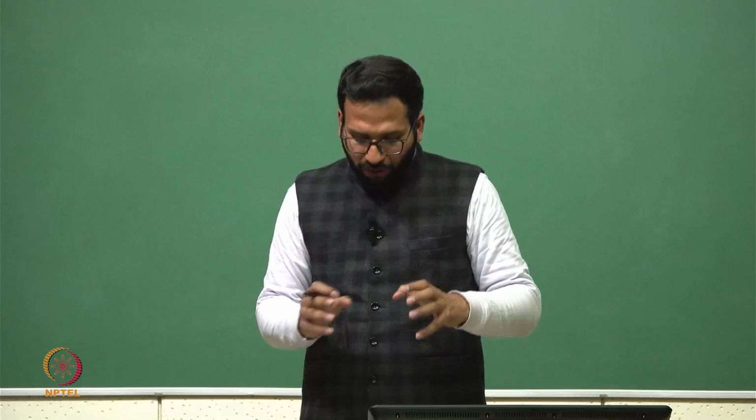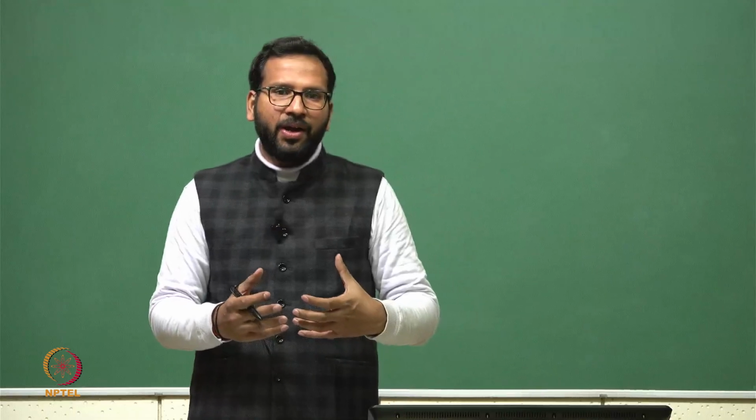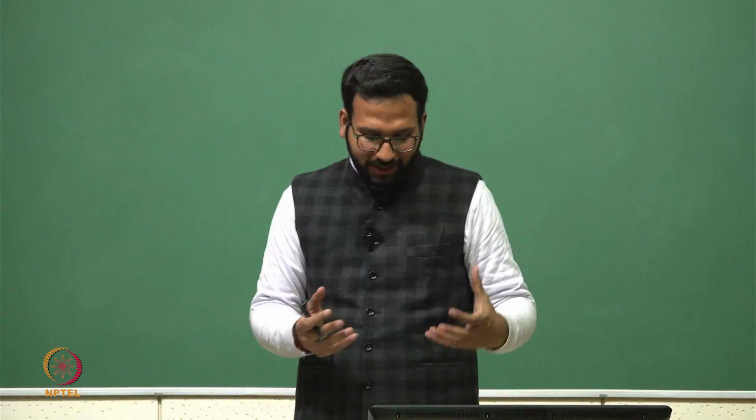The fourth key attribute of a journal is the scope and the subject. Each journal publishes research of a specific field and discipline. Some are medical sciences journals, some are social science journals, some are humanities journals. Under social science, many journals publish related to library and information science. Some journals publish related to psychology, sociology, anthropology. This is how each journal has its own scope of publishing research.